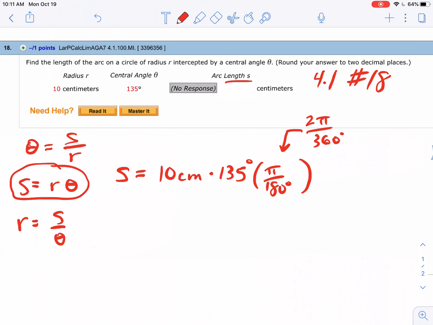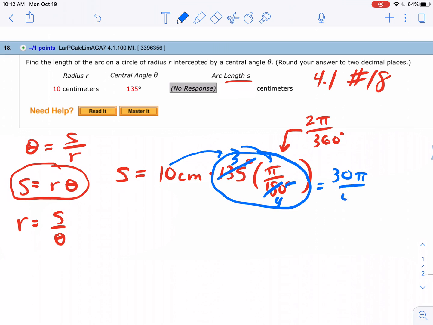So just go ahead and do the work. So in this case, if I do the work here to simplify this, 135 is divisible by 45, and that would be 3 times. 45 goes into 180 4 times. The degree bubble goes away. And so what I end up with is 30, so 10 times 3 times pi is 30 pi over 4 centimeters.